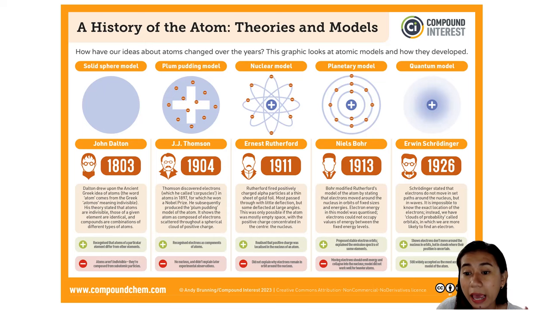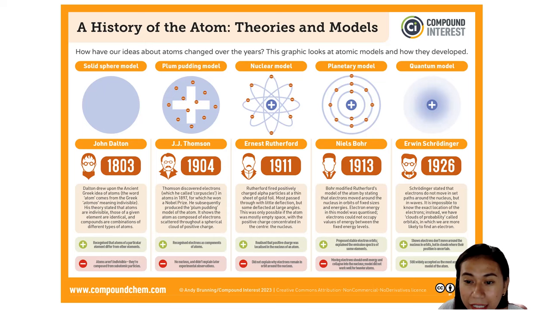So yung in this model, yung pinaka malaki na energy na na-carry ng electron is yung electron na nasa pinaka outer shell or tinatawag nating valence electrons. All right? Then let's proceed to the quantum mechanical model of Erwin Schrödinger. Yan. So, 'di ba yung famous na Schrödinger's cat? So, yeah, he stated that electrons do not move in set paths around the nucleus, but in waves.